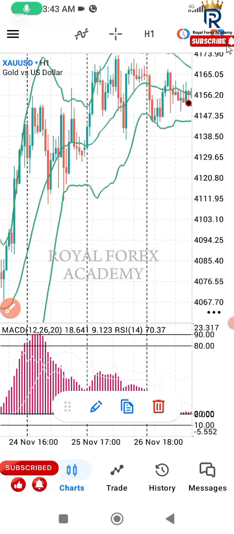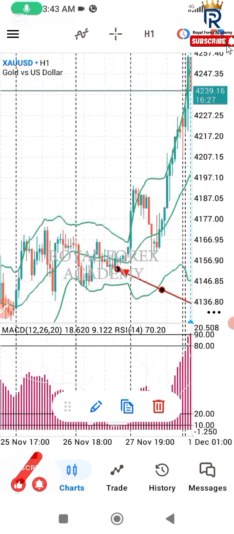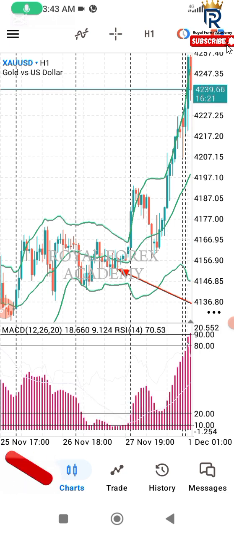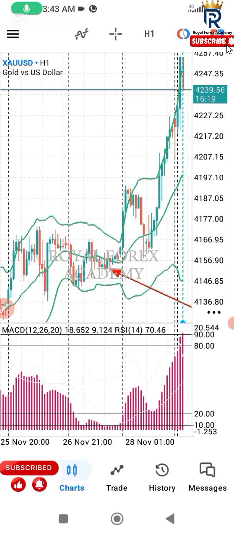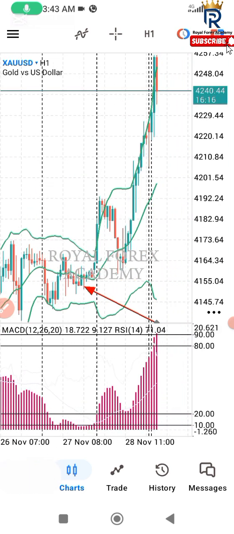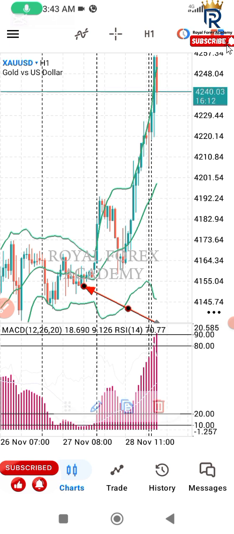You can see that price movement afterwards, it breaks to the upside, and you can see how it continues to the upside in that manner. So that is exactly how it works. It is very much effective, and you can take advantage of it.